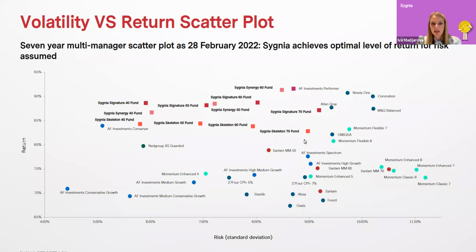Anyone plotting underneath, so looking at Skeleton 70, for example, anyone plotting directly underneath Skeleton 70 has taken on the same amount of risk as the Skeleton 70 portfolio, but has not achieved as high of a return if you look at the corresponding return on the y-axis. The more extreme portfolios are the ones to the right, and these portfolios have taken on even more risk than your Signature and Skeleton 70, but have not been rewarded for that risk taken if you look at their corresponding return. So overall, looking at the full portfolio range from 40 to 70, Synergy, Skeleton, as well as Signature, the portfolios are all doing really, really nicely for the level of risk that they take.